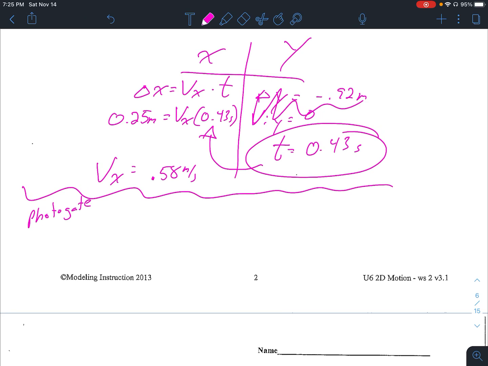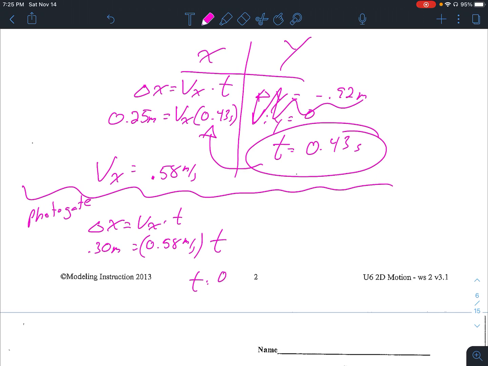Where if we simply do it like this, we know we're 0.30 meters or 30 centimeters apart. Our velocity, we figured out. And we solve for our time, which we would get. So again, the same physics really there. It's just different nuances of the question.